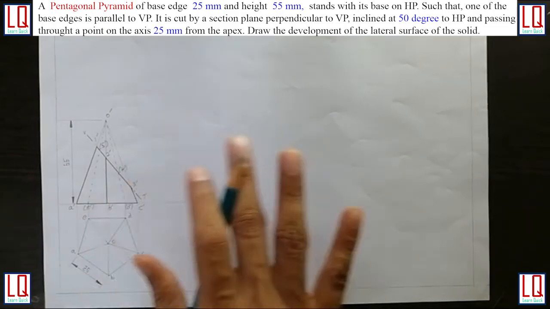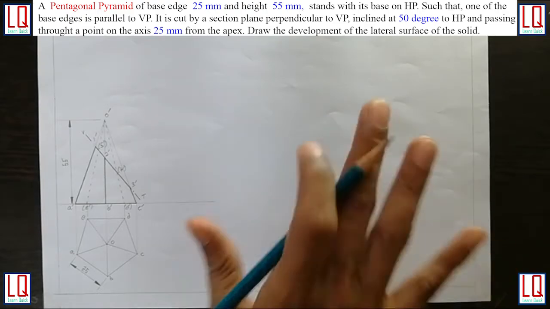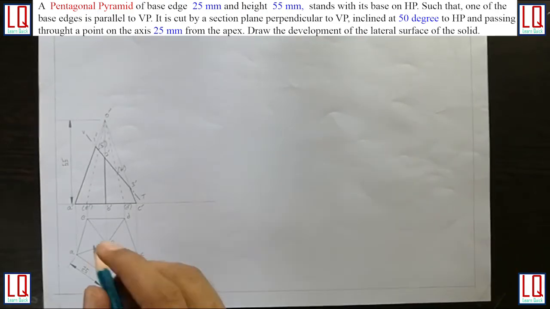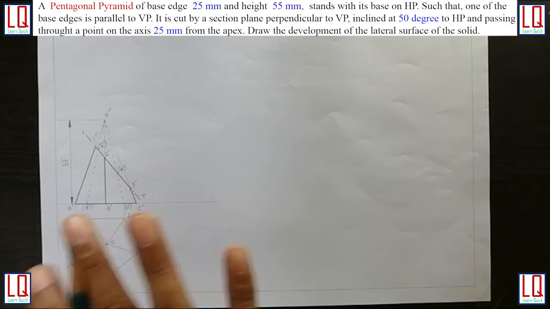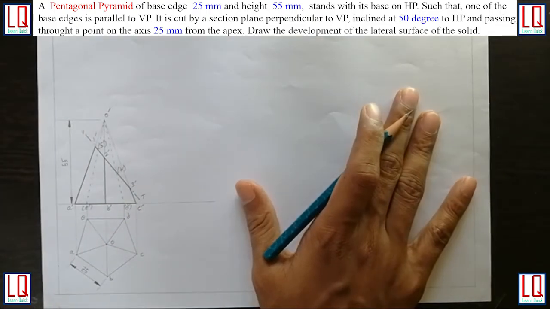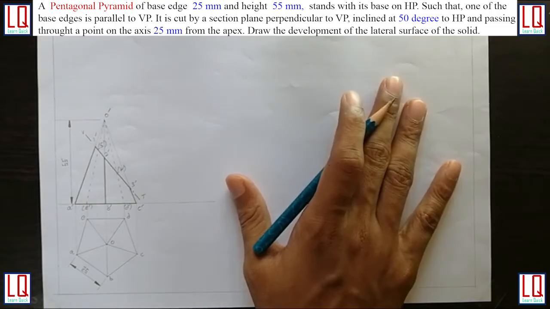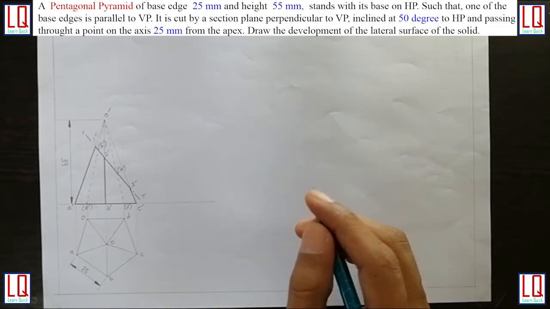But in this case it is not necessary because we are doing the development of the solids. If it is asked in the question, then we have to show the sectional top view. If it is not asked, then we need not worry, we will directly go for the development of the pentagonal pyramid.